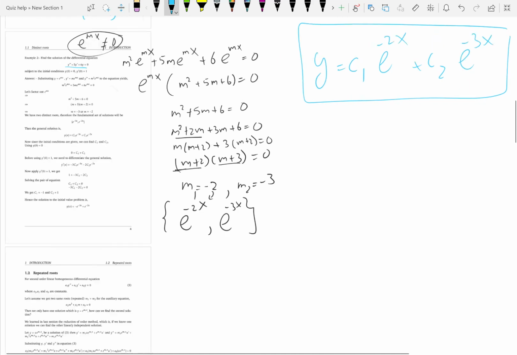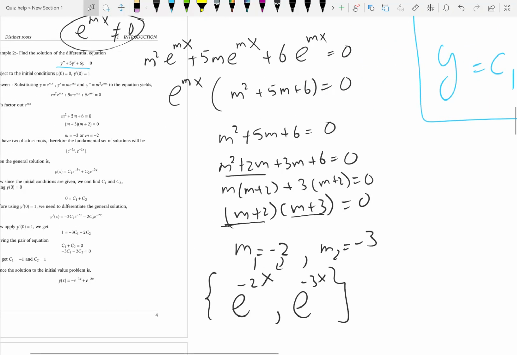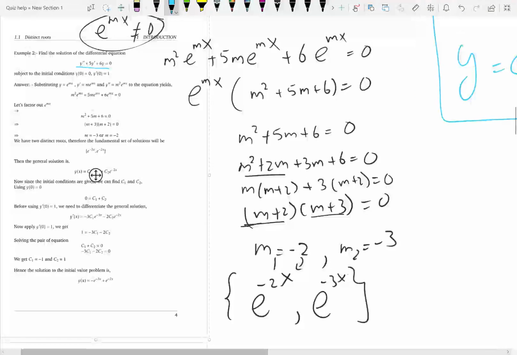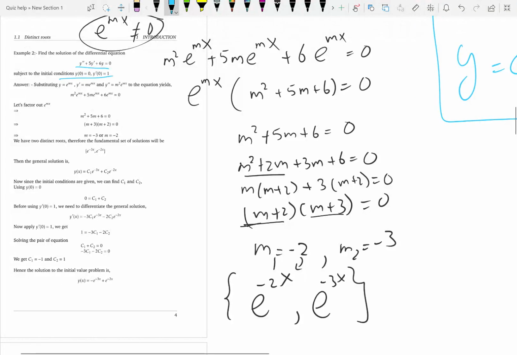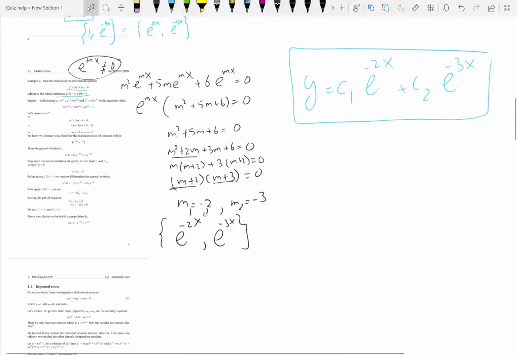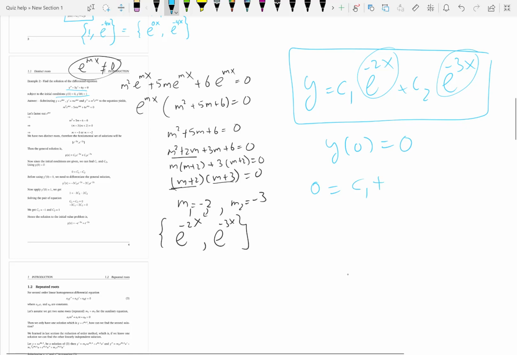But here, before we finish, it says subject to the initial conditions. Why do we need initial conditions? Well, to find c1 and c2. So the first condition says y(0) is 0: when x is equal to 0, y is 0. If we use that here, y is 0 when x is equal to 0, e to the 0 is 1. Here also 1, right? When you substitute 0 for x. So it's 1 times c1 plus 1 times c2. So this is the first equation.